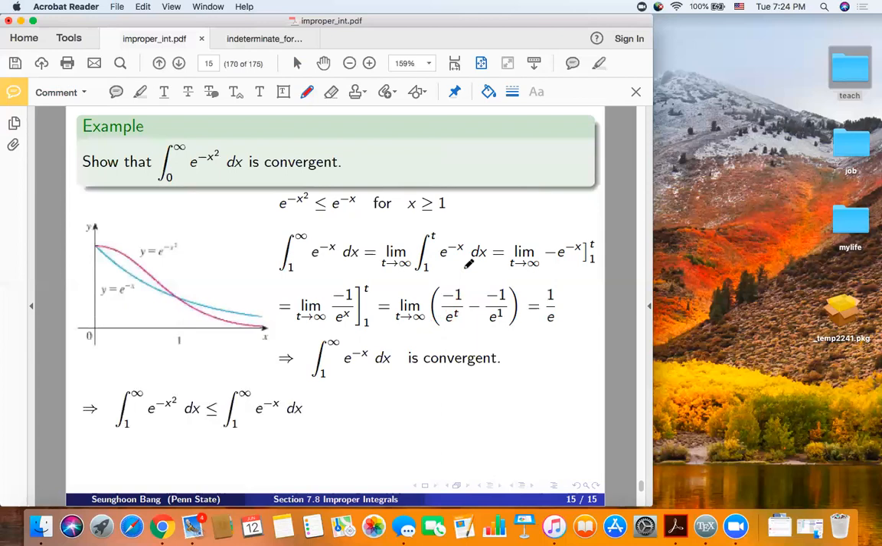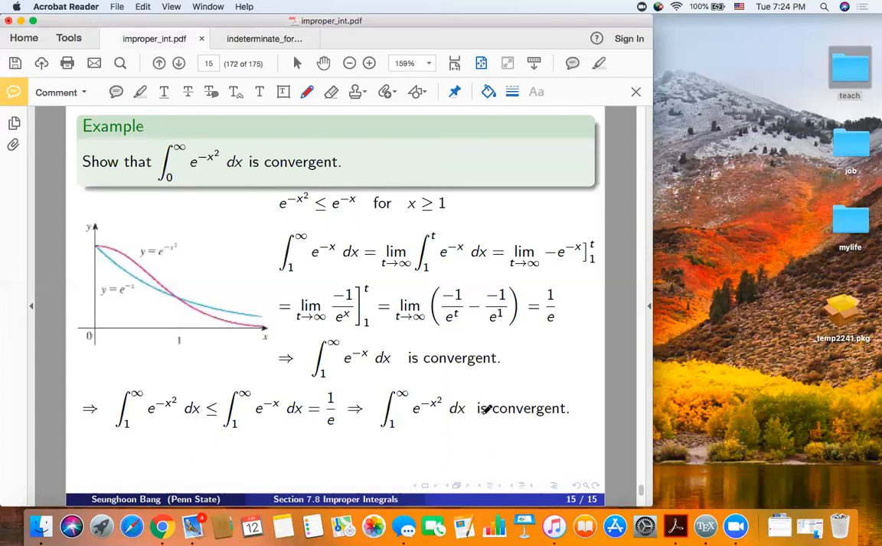So what happens? You have to use this inequality. When you take the integral of both sides from 1 to infinity, the larger one is a finite number, convergent. The smaller one is also a finite number, convergent. So we have it like this.